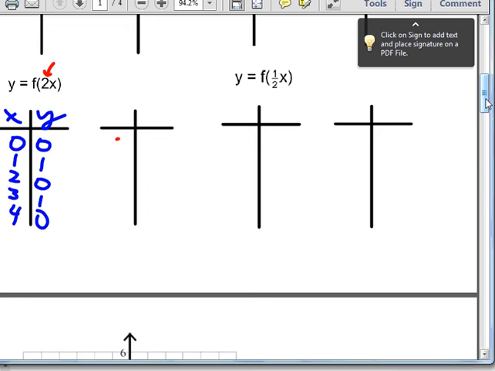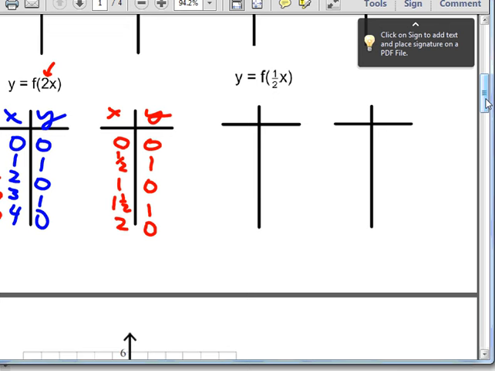So half the 0 is still a 0. Half of the 1 is a half. Half the 2 is 1. Half the 3 is 1.5. You can use 0.5s if you want. And half the 4 is 2. And my y's? Am I messing with my y's at all? Nope. Just the x's. 0, 1, 0, 1, 0. I used red again. I probably shouldn't have. I should have probably changed colors.